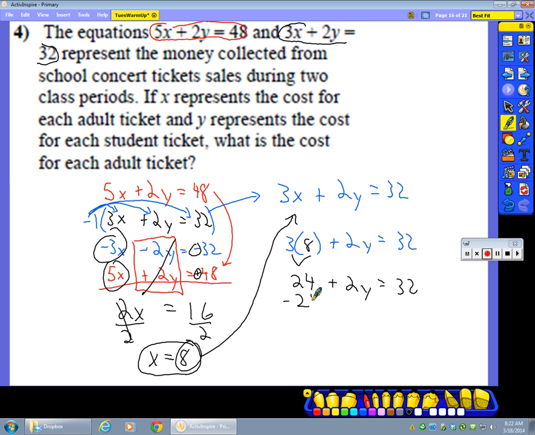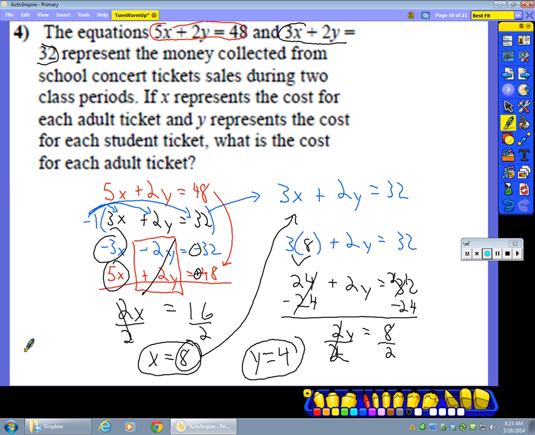I'm going to subtract this side by 24, and then subtract that side by 24. And I'm left with 2y equals, I got to subtract these, so I'm going to borrow from that 3, makes that a 2, makes that a 1. 12 minus 4 is 8. 2 minus 2 is nothing. So I'm going to divide both sides by 2. And I'm left with y equals 4, because 8 divided by 2 is 4.